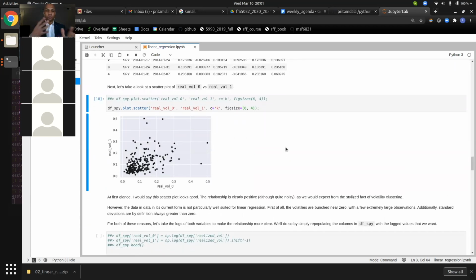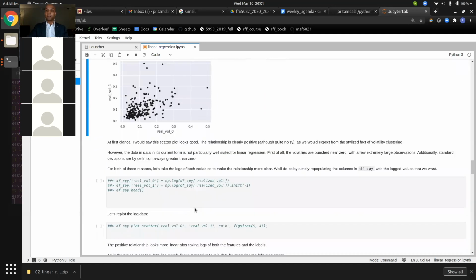Okay, so there are some positive things going on, but there's also some problems. The relationship is clearly positive, and that's good, which is what volatility clustering would say. High current realized volatility leads to higher subsequent realized volatility.